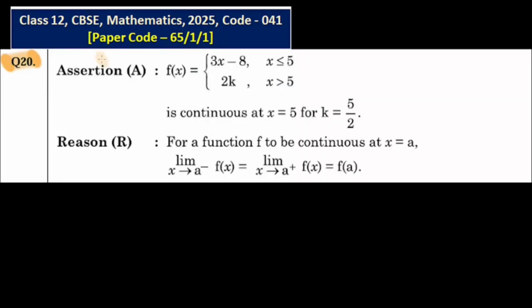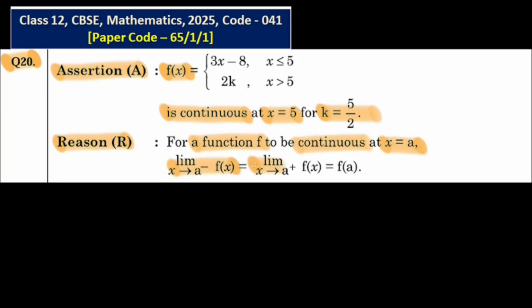Question 20. Again an assertion reason based question. Assertion A says a piecewise function given here is continuous at x equals 5 for k equals 5 by 2, and reason R says for a function f to be continuous at x equals a, left hand limit equals right hand limit equals f of a. We know for sure that reason R is correct. We have to check for assertion A.